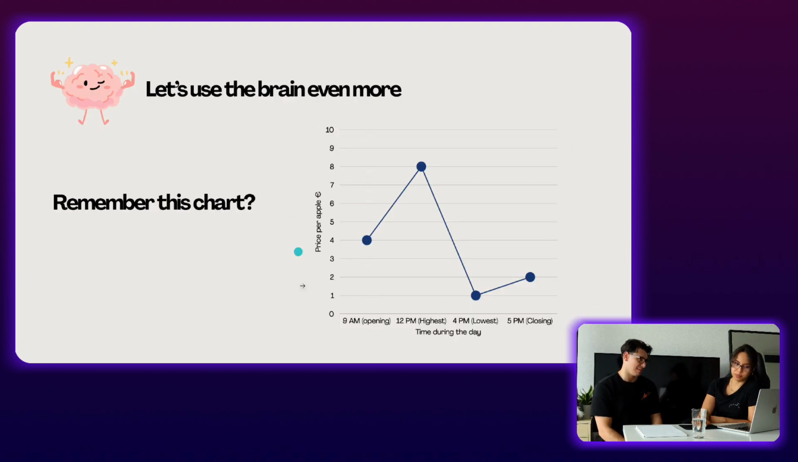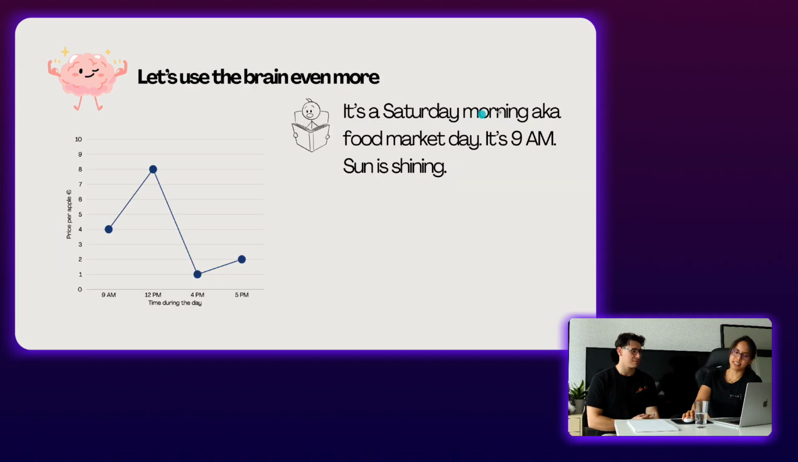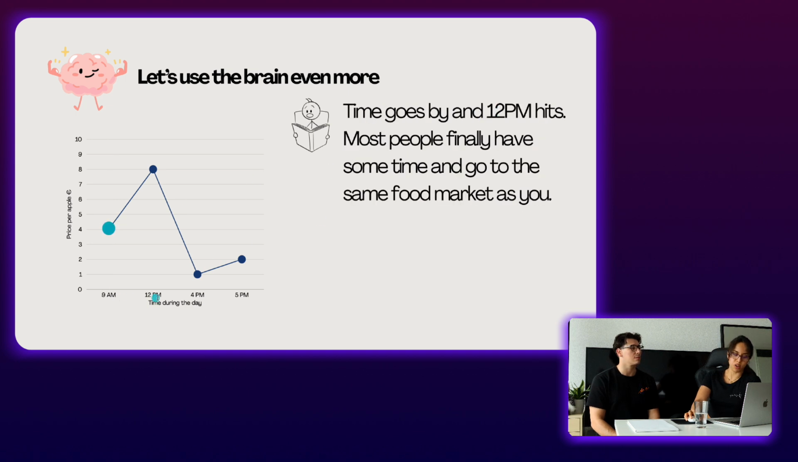So let's use the brain even more. Do you remember this chart? I remember that chart. We're going to have some fun with it. It's a Saturday morning. It's food market day and it's 9 a.m. What is the price at 9 a.m.? 4 euros. And as time goes by, it's going to hit 12. We go from 9 a.m. to 12 p.m., when most people finally have some time and go to the same food market as you.